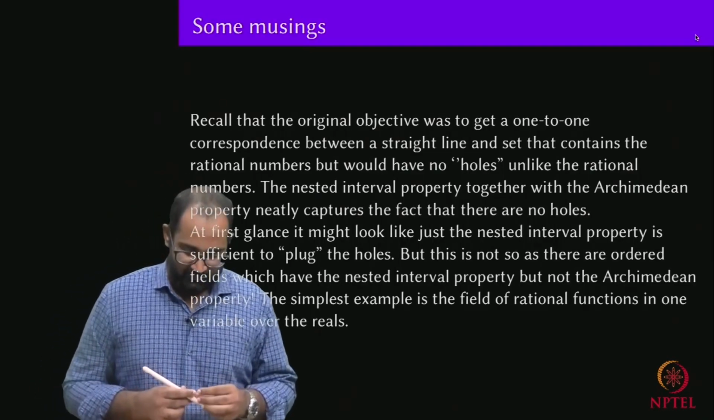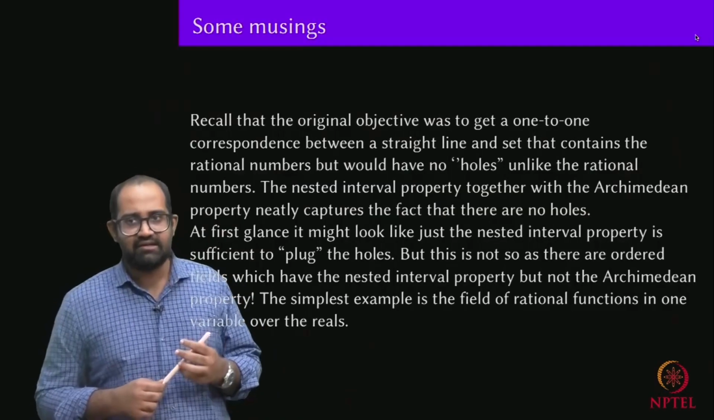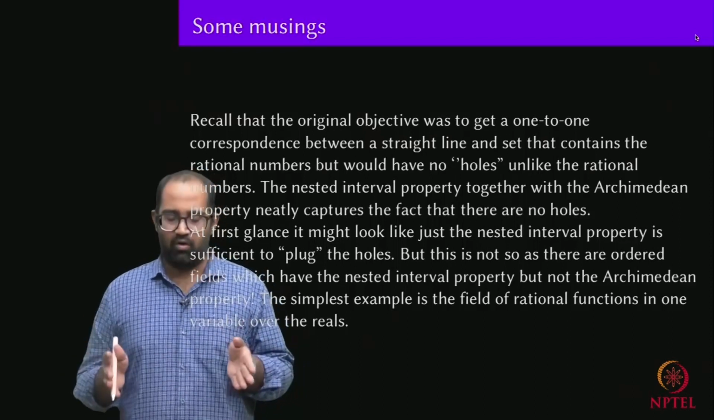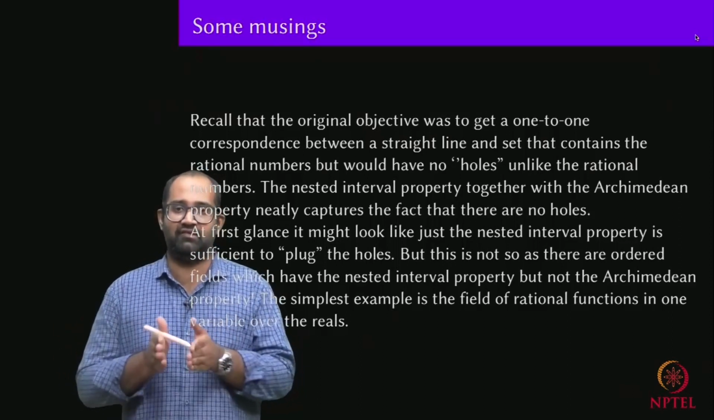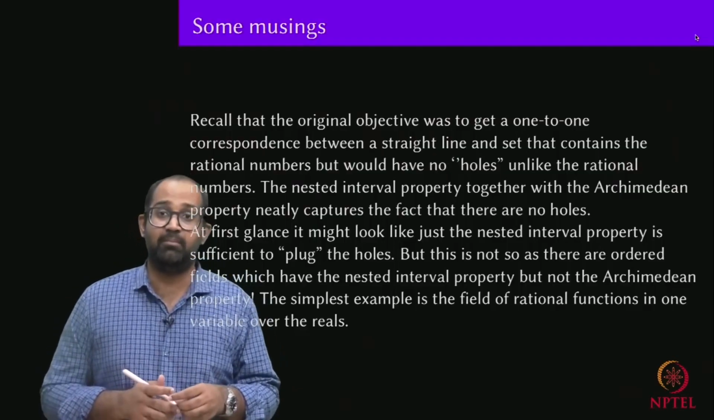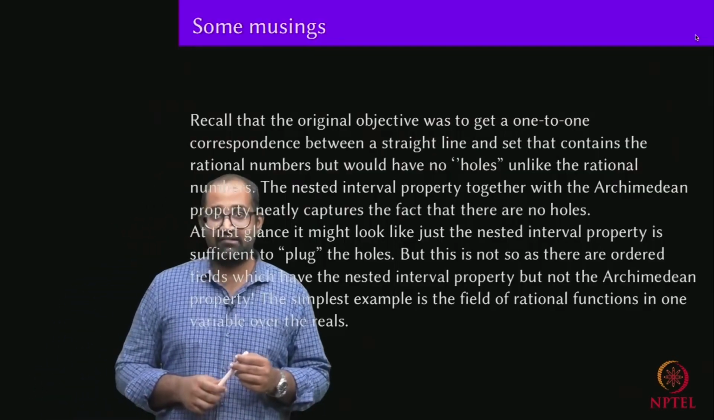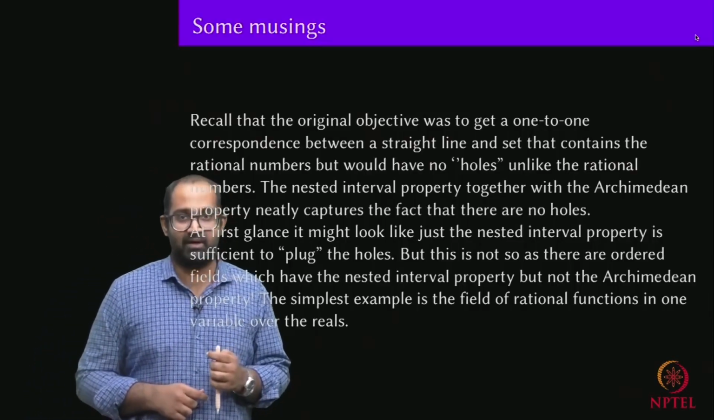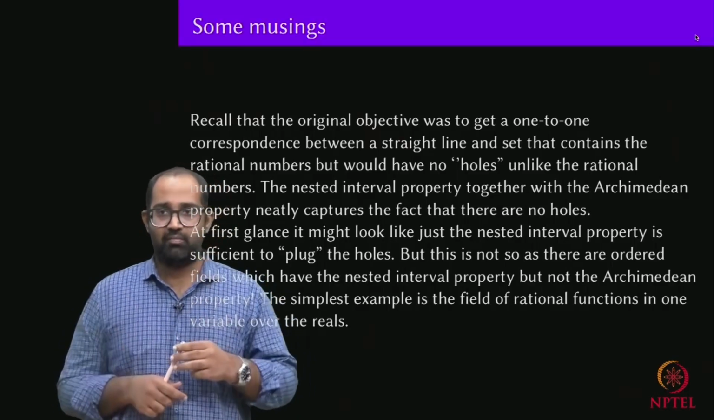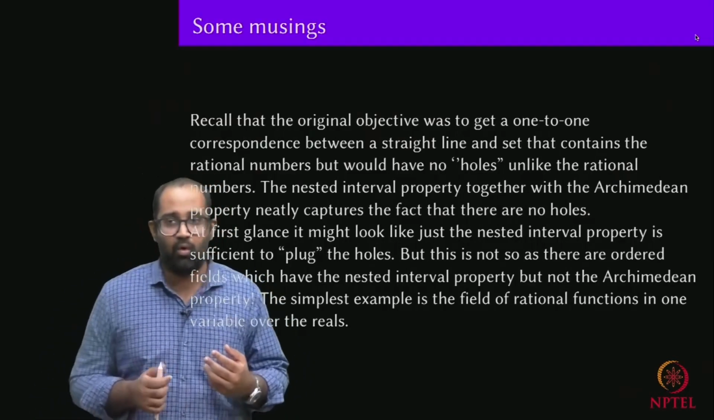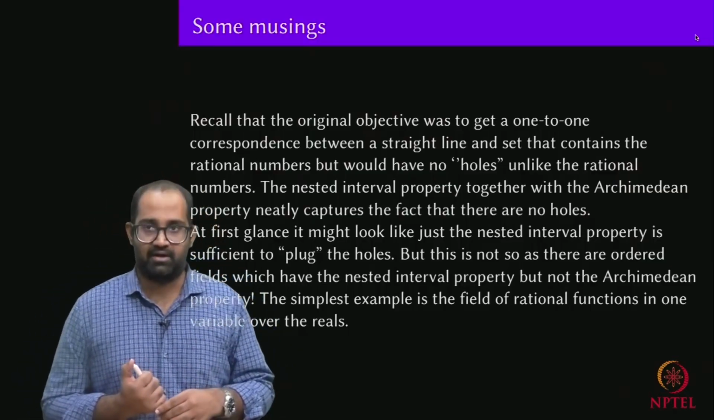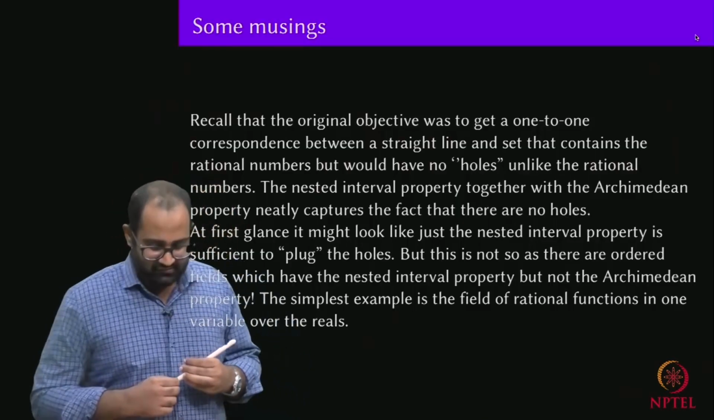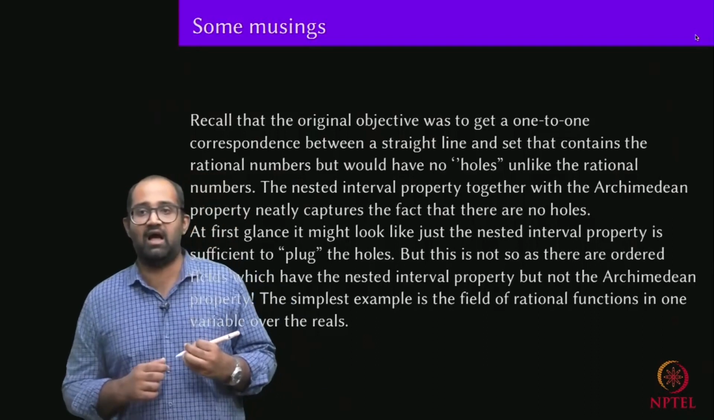demystify something. You might think that just the nested intervals property is enough to plug in the holes. After all, if you have a hole, you can just surround it by nested intervals and the intersection will have to be the hole. But the key fact is that the nested shrinking intervals theorem requires the Archimedean property. So to get these smaller and smaller intervals that encircle a potential hole, we need to use the Archimedean property. Moreover, there are ordered fields that have the nested intervals property but not the Archimedean property.